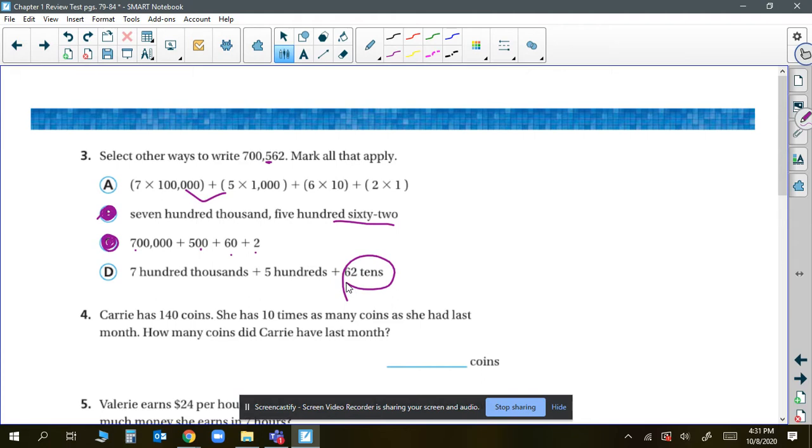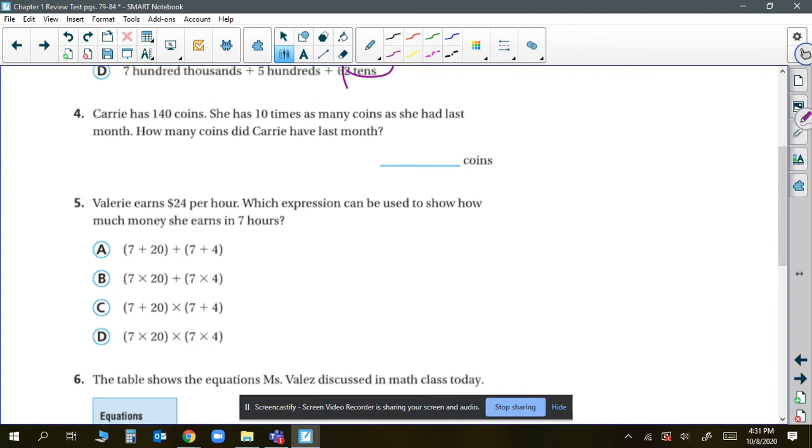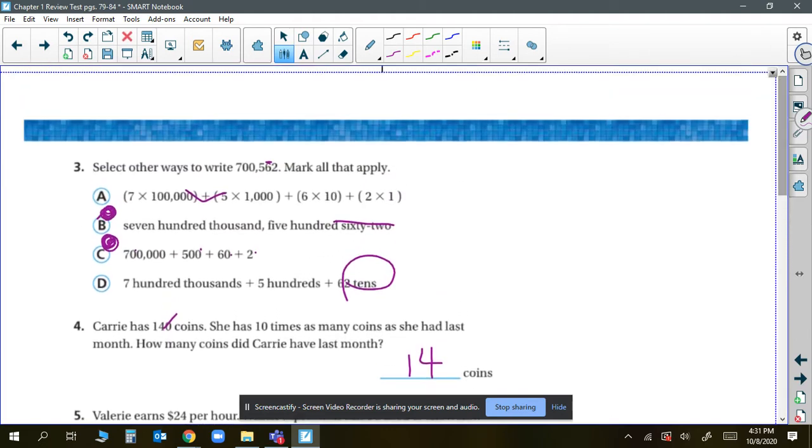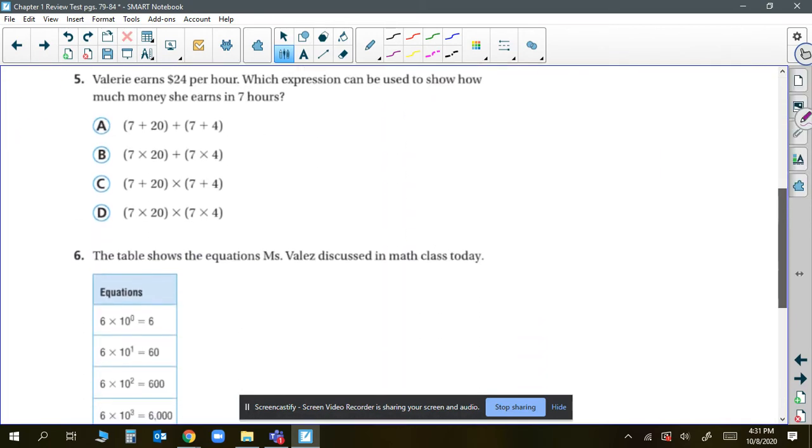All right, let's look at number 4. Carrie has 140 coins. She has 10 times as many coins as she had last month. How many coins did Carrie have last month? Okay, so if this month she has 140, and we go back a month, she had 10 times more this month than she did last month. Well, we'd have to take away a 0 off of that 140, and you're going to get 14 coins. And let me lock the screen again. There we go.